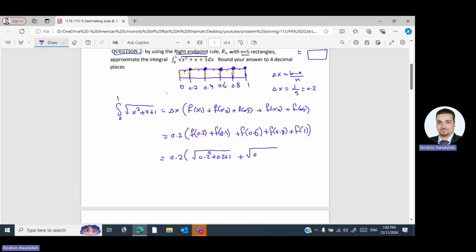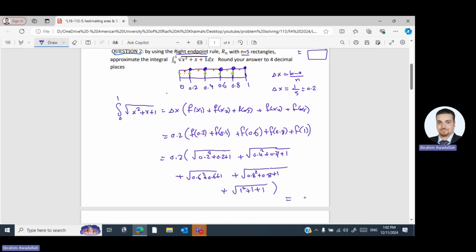Under the root, 0.4 squared plus 0.4, sorry, plus 1. Plus under the root, 0.6 squared plus 0.6 plus 1. One more root, two more, by the way: 0.8 squared plus 0.8 plus 1. The last root will be 1 squared plus 1 plus 1.